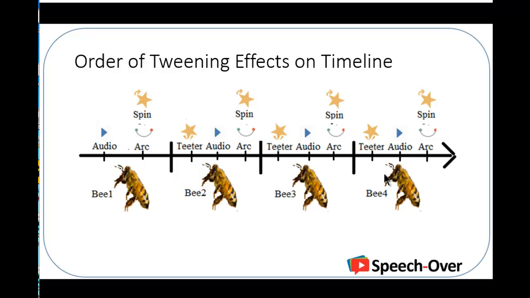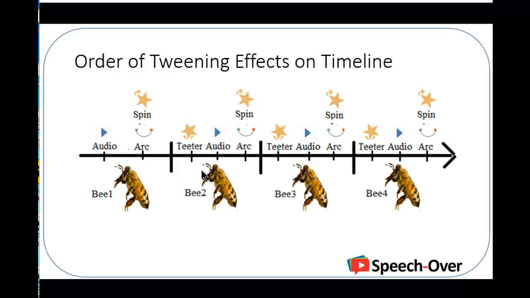Before I add the tweening effects, let's take a look at the timeline and the order of the effects. The first, according to each B to which the effects will be assigned, first B in the introduction, we have the audio which already exists, and we will put in the arc motion, bringing the bee from the introductory position to the first flower, and at the same time the spin, or the rotate.